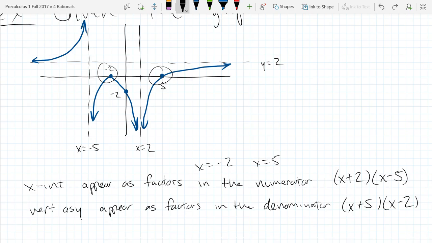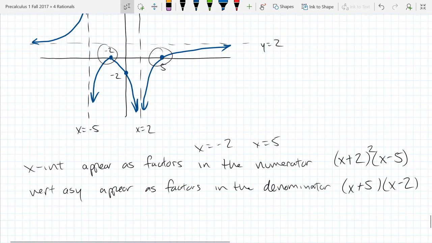Which one should be an even power? Is it x plus 2 or x minus 5? X plus 2. X plus 2 is a bounce on the graph, so it could be a higher power than 2, but I like to start low. No reason to use the 26th power if 2 works. And x minus 5 is odd, so we'll just leave it to a first power and not put it to the third or fifth. So any questions on the x-intercepts?